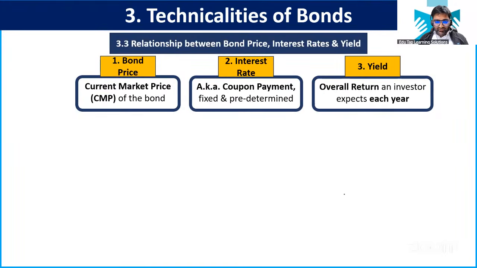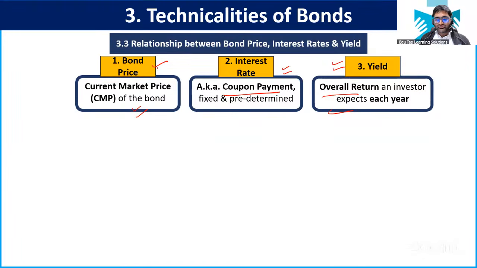Now we will be moving ahead. This is a comparison of the different terms that we have discussed till now. Bond price, also called the current market price. Then we have the interest rate, coupon payment, and yield, the overall return that we are getting. We will just compare three of these. With this, our discussion on this topic will be very clear, right? We'll just discuss the relationship and I'll give you a short break.